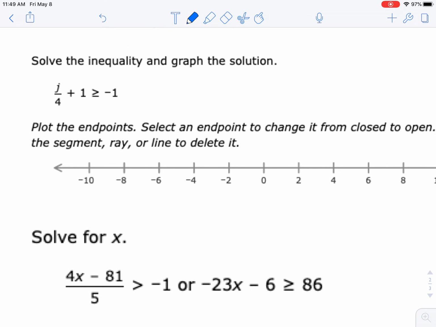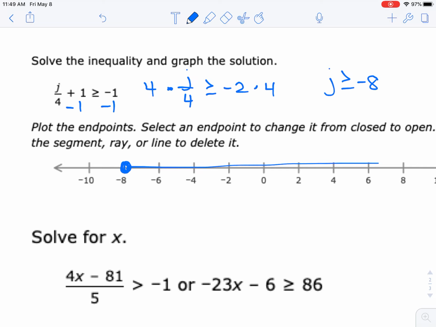Solve and graph. Subtract 1. And then multiply by 4. So you get greater than or equal to, so it's a closed circle and it goes in the right direction.